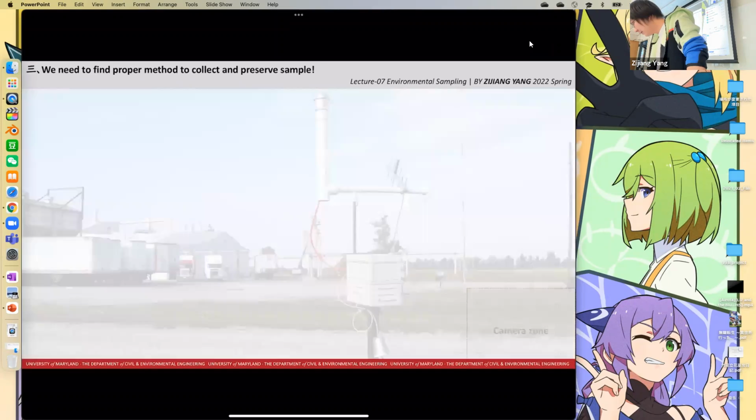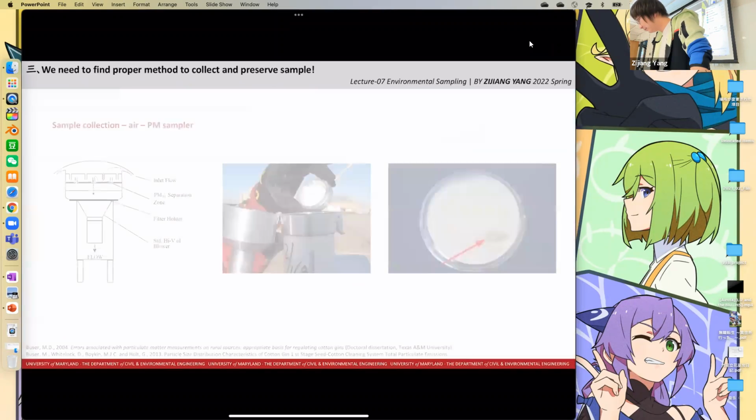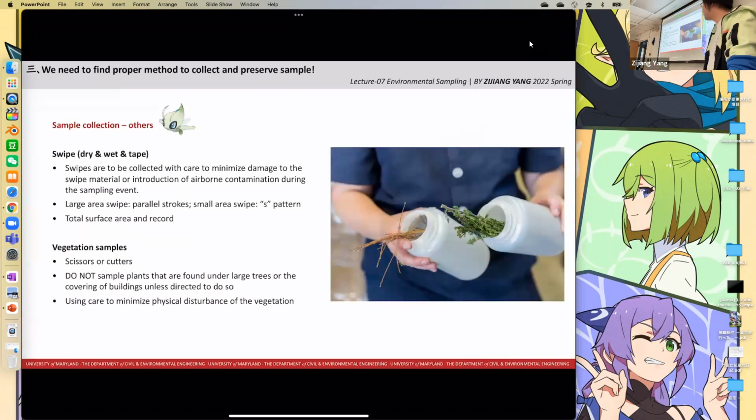Any more questions? No. We may also have some other samplers for biota, where we may use swipes, and I'm not going to read them. We also have vegetation samples, where we can use some other different methods.